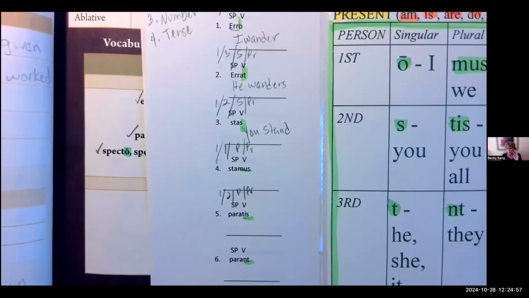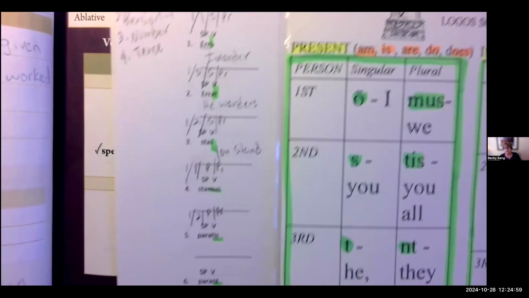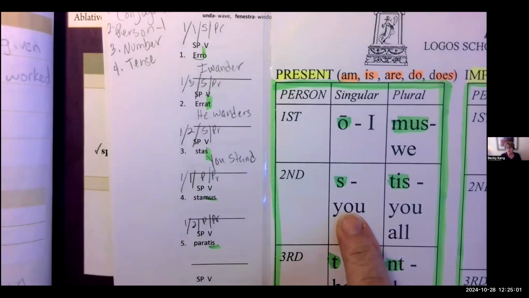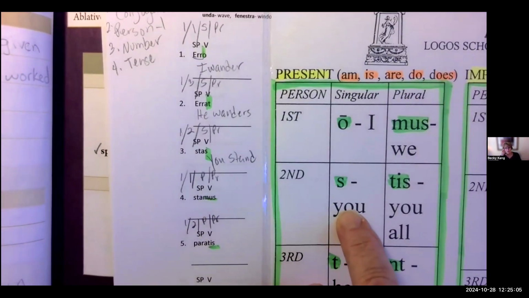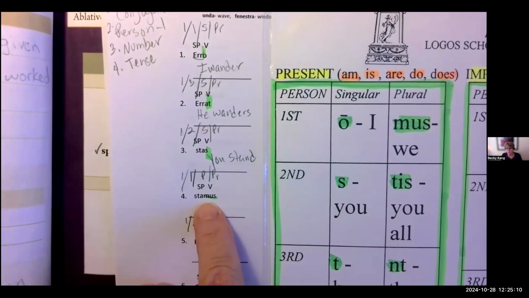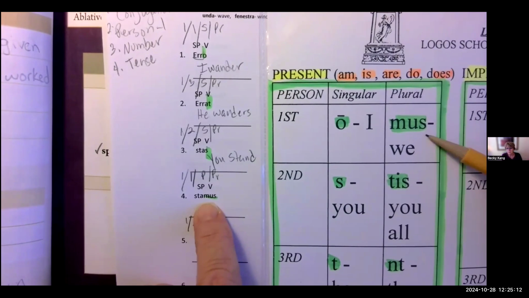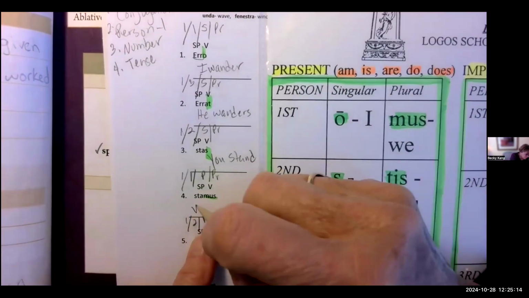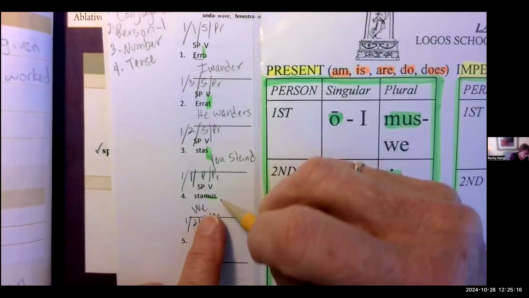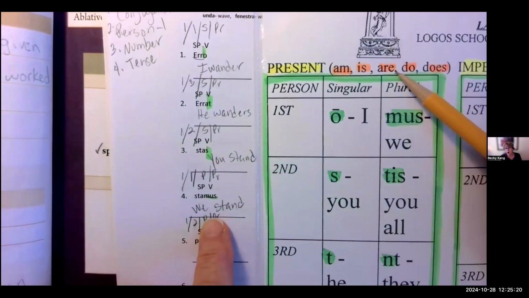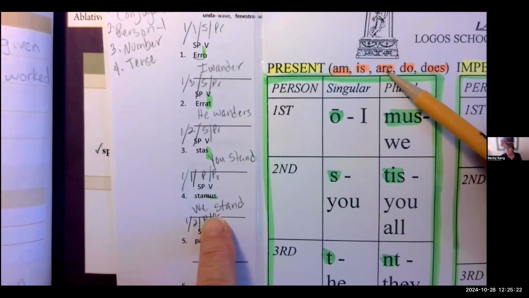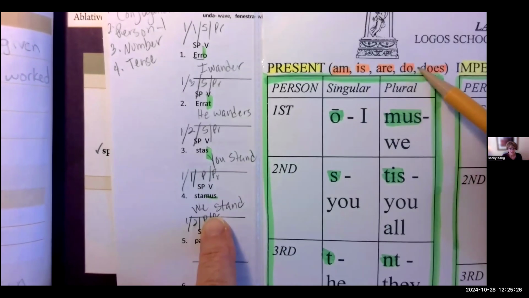Always remember there's 3 ways you can translate it using our helping verbs. You stand, you are standing, you do stand. 3 ways to translate. Let's go to the next one. What's the ending? Moose. Moose is right here. Moose means we, and then sta means stand. Again, 3 ways to translate. We stand, we are standing on the promises of God, or we do stand.